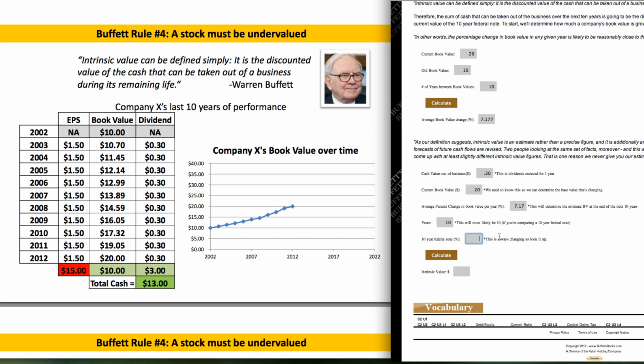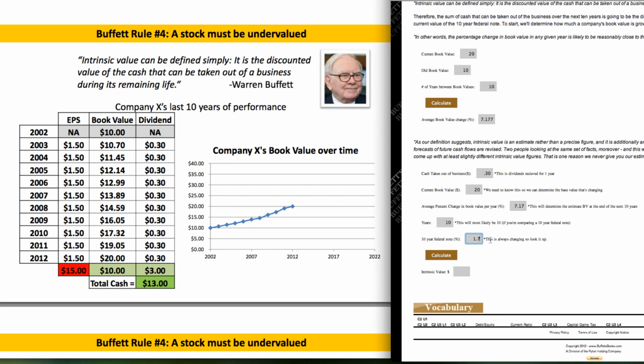Now, the 10-year federal note. This is something that you're going to have to look up because it changes all the time. For right now, it's 1.7, which is the percent that you would get if you went out and bought a 10-year federal note. In the next section, when we calculate the intrinsic value for Disney, I'll actually pull up that number to show you where I would go to find that. But for right now, we'll just go ahead and use 1.7%. Now you'll notice I'm just putting in the numbers. I'm not putting in any percents or dollar signs or anything like that.